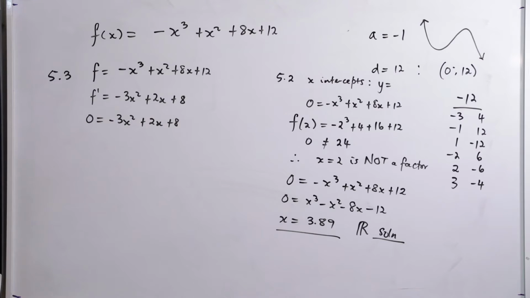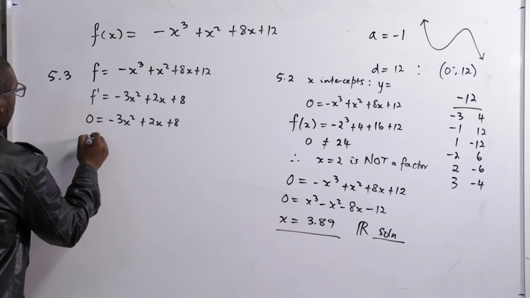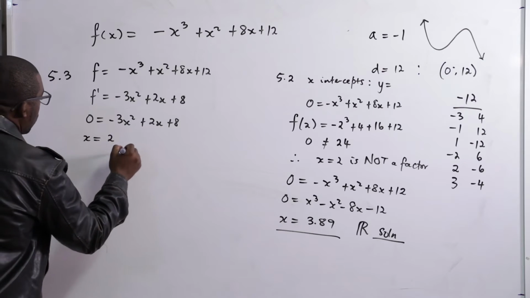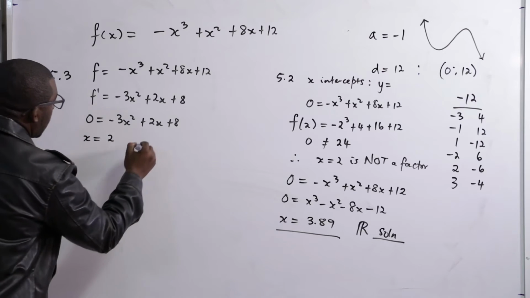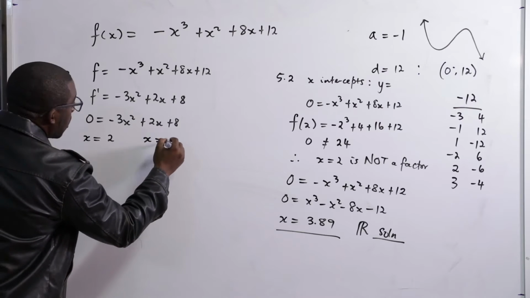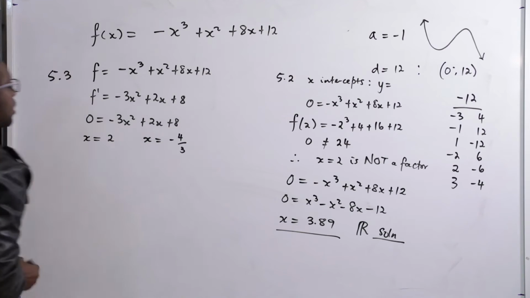And in this quadratic equation, if we factorize that, x is equal to 2 and x is equal to negative 4 over 3.